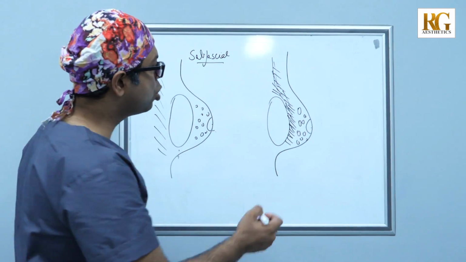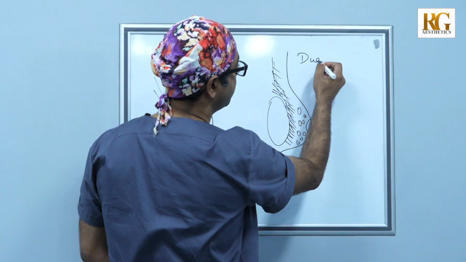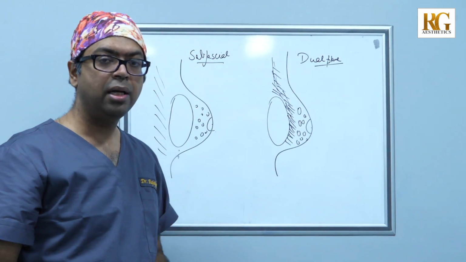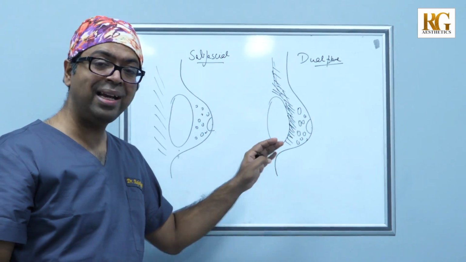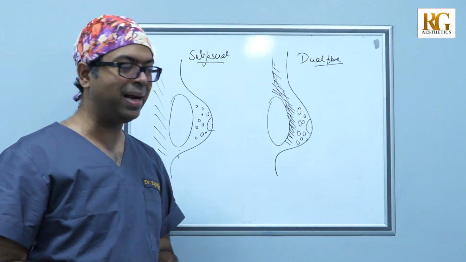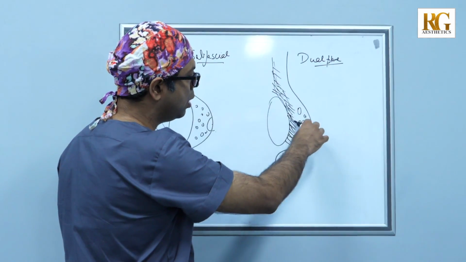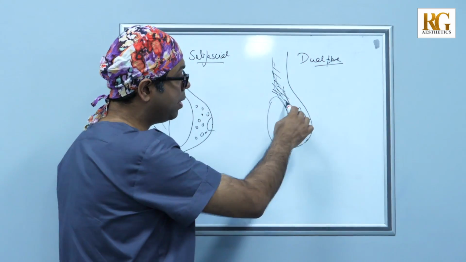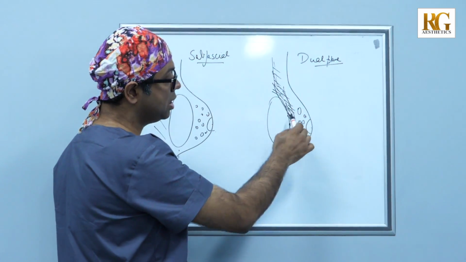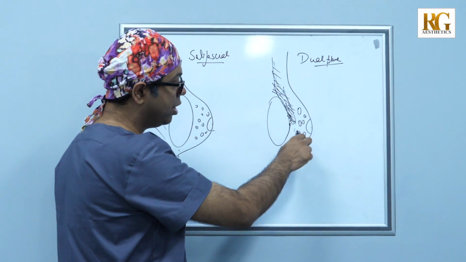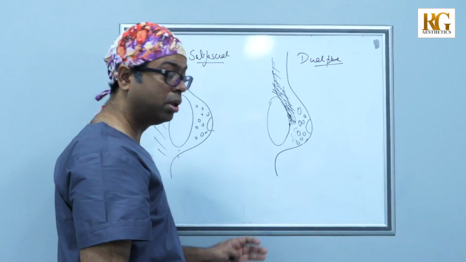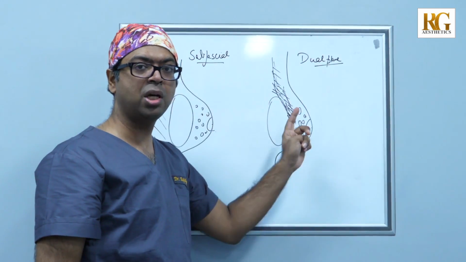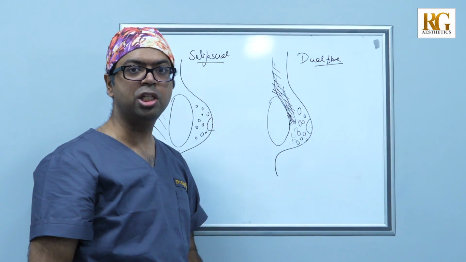The other technique is called as a dual-plane. This technique is done in a manner that we release the muscle from the inferior pole of the breast so that the muscle covers the upper half of the implant. This portion is the muscle which is covering the implant, and the rest portion is the breast tissue. So implant is still behind the breast tissue, but the upper pole of the implant is covered by the muscle. This is called as dual plane.